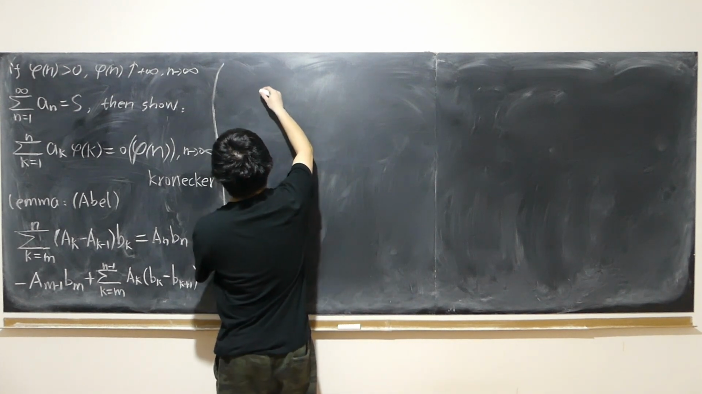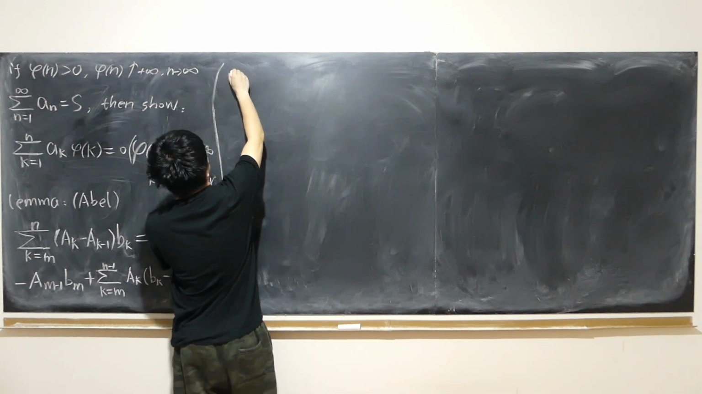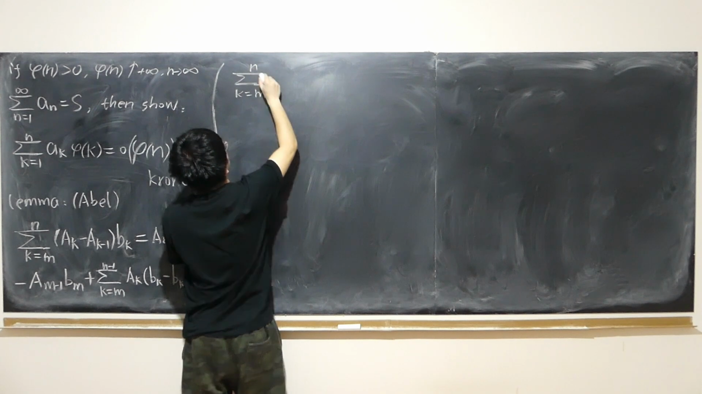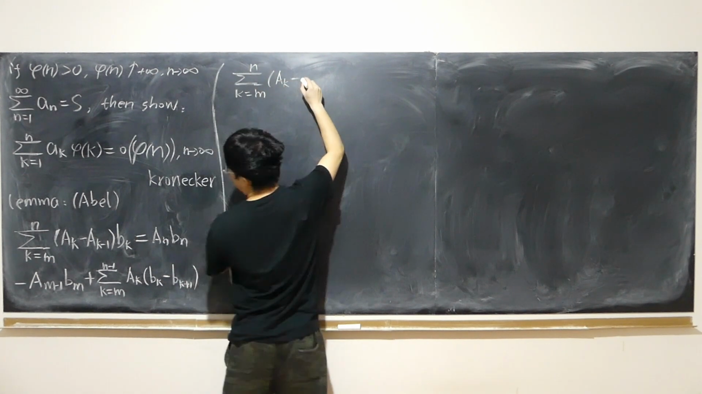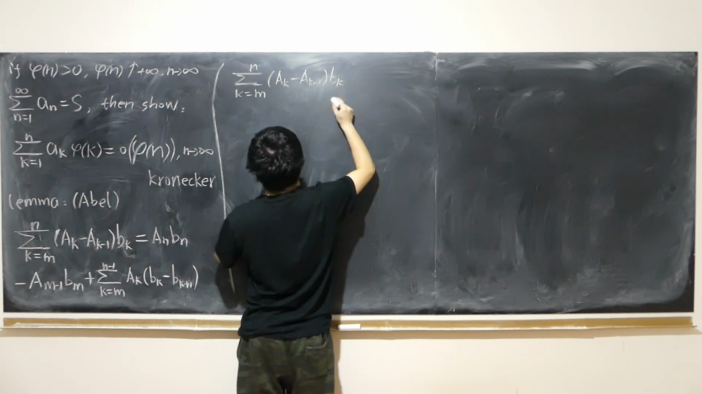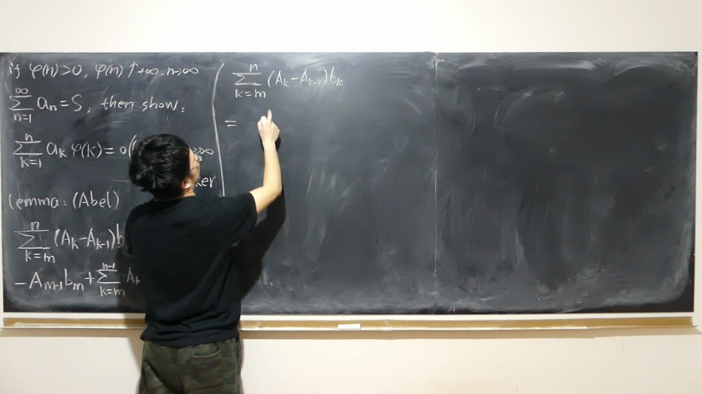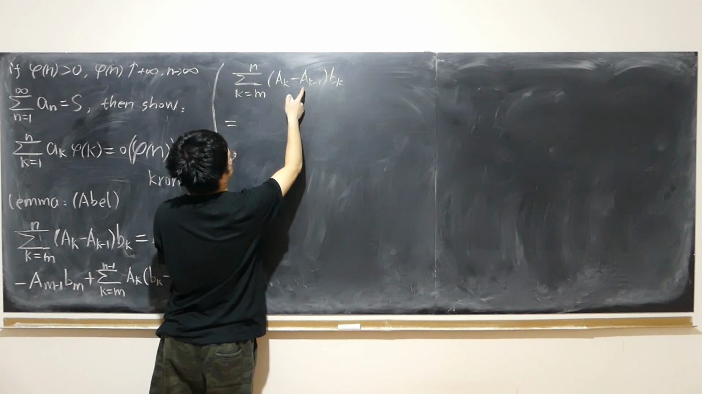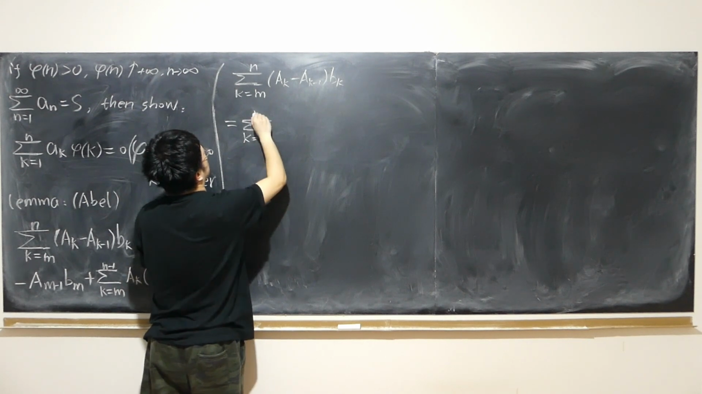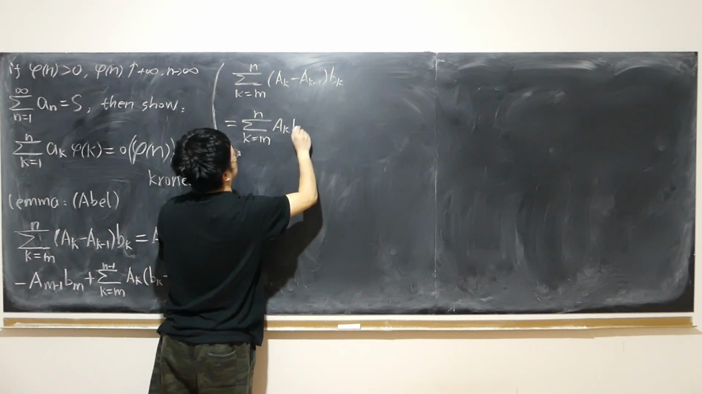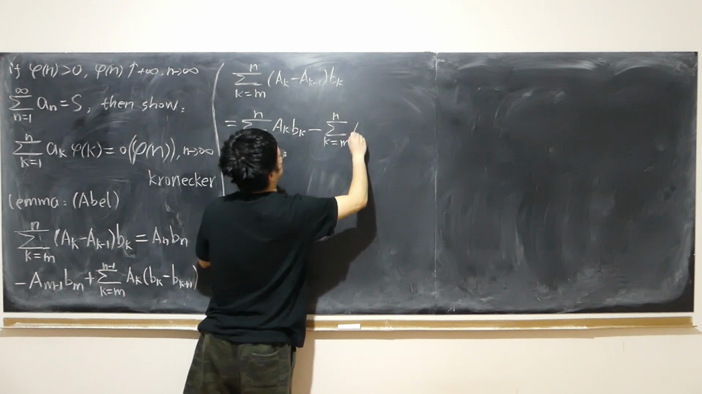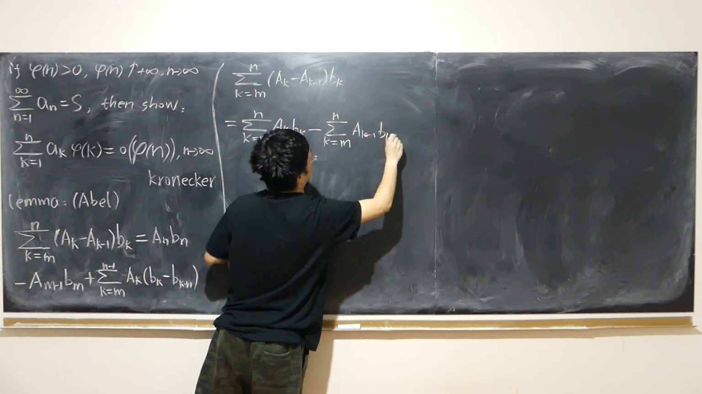So first, this lemma. The sum where k goes from m up to n of ak minus ak minus 1 times bk. Of course, I'm going to distribute and split them up. So that will be equal to the sum from m to n of ak times bk minus the sum from m to n of ak minus 1 times bk.